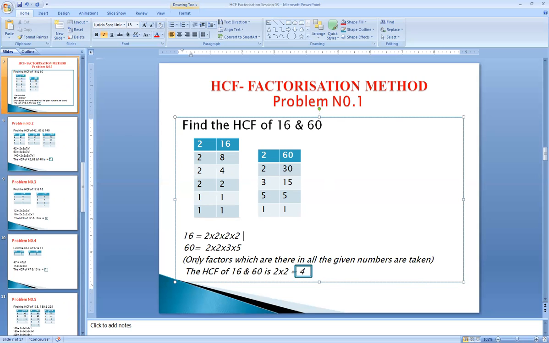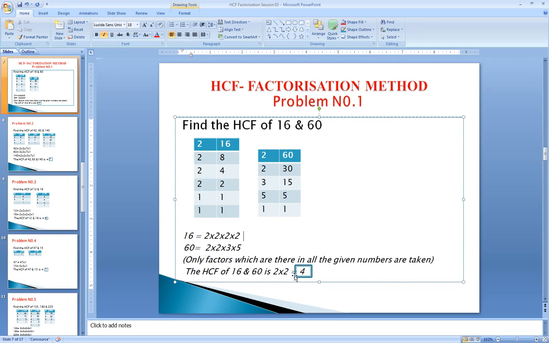Here, 2 is multiplied 4 times in 16, and in the case of 60, 2 is multiplied 2 times, along with 3 and 5. So how do we calculate the HCF under the factorization method? We should consider the number of times a factor repeats in both cases. Here 2 appears 2 times and 4 times, but 3 and 5 are not there in both, so we reject 3 and 5. We consider only the 2 times which is repeated in both cases.